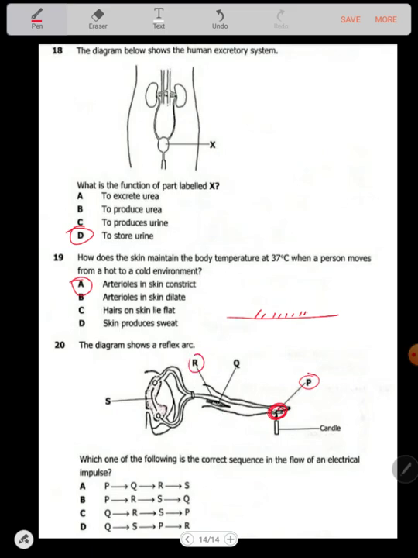Then from there, we have the sensory neuron, which is R. So this is a receptor. Then from the sensory neuron, we have the relay neuron, which is S. So S is the relay neuron. This is the sensory neuron. This is the receptor. This is the effector, or like the muscle. So it's PRSQ.